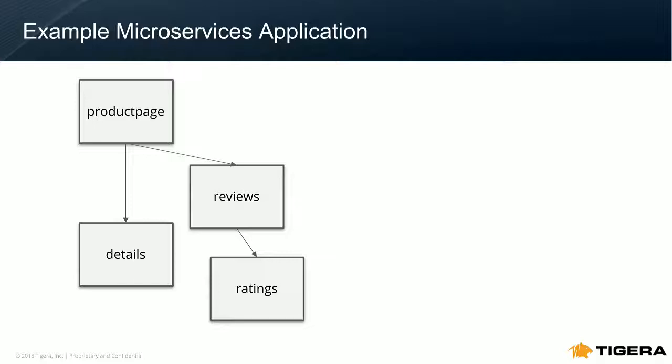That's great. What you really want to make sure now, of course, is that product page can only talk to reviews and details, and reviews can only talk to ratings. That gives you your least privilege, right? I don't need to allow details to talk to ratings, or product page to talk to ratings, or reviews to talk to details. None of those are valid paths. They shouldn't be allowed in the infrastructure.